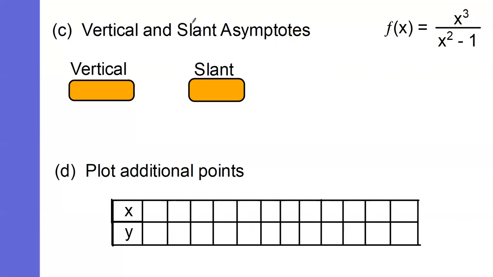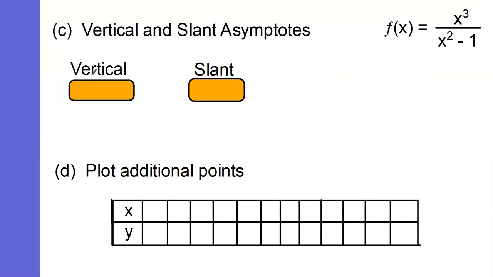One thing you'll notice in this example is that they don't even mention horizontal asymptotes. The reason they're not mentioning it is because there isn't one. The degree of my numerator is 1 larger than the degree of my denominator. Anytime the degree of the numerator is bigger, no horizontal asymptote exists, but we do have a slant asymptote because of it being 1 larger.